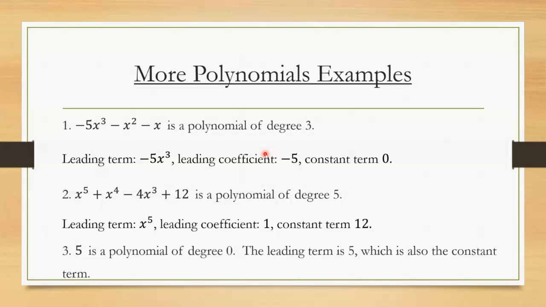Then we have the next one below it, this polynomial. And this is again a polynomial of degree 5, the biggest exponent of x. Notice the leading coefficient is 1, right? Remember, if a coefficient's not written, it's understood to be 1. And the constant term is there, it's 12.